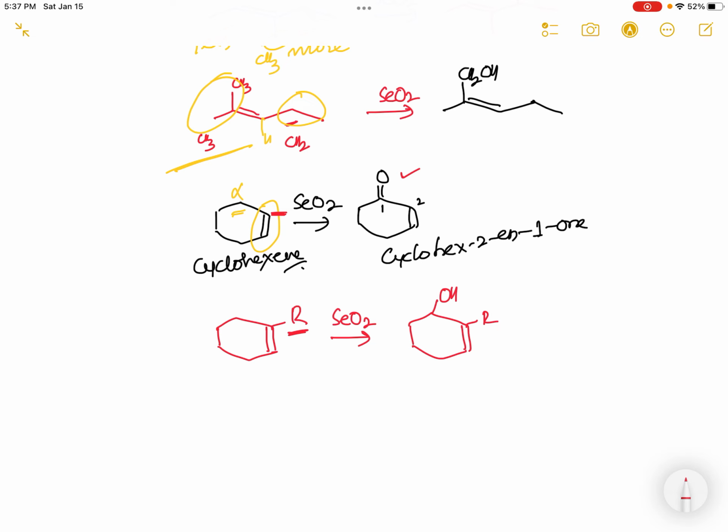When the cycloalkene is substituted on the double bond, the methylene group at alpha position to the substituted end of the double bond is oxidized. That oxidation is to alcohol. You can say alpha hydroxy cyclohexene.